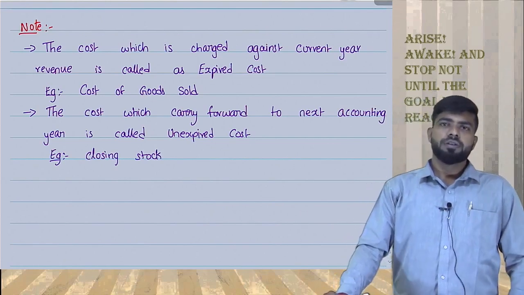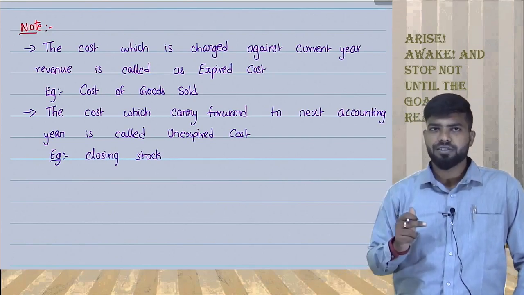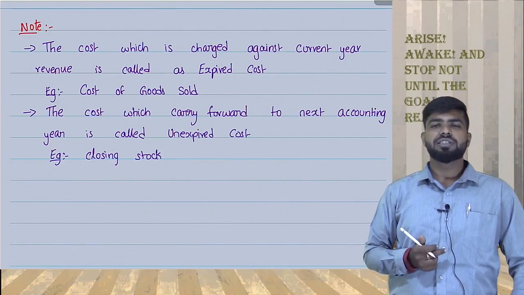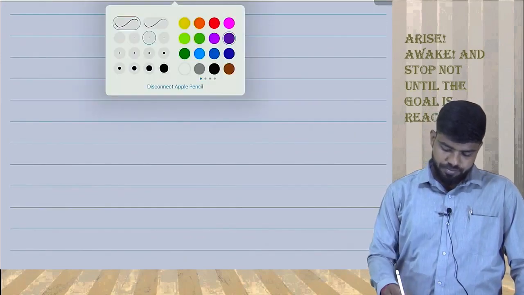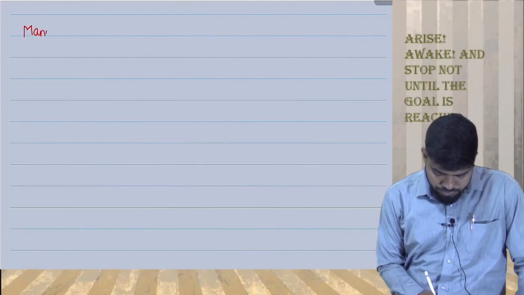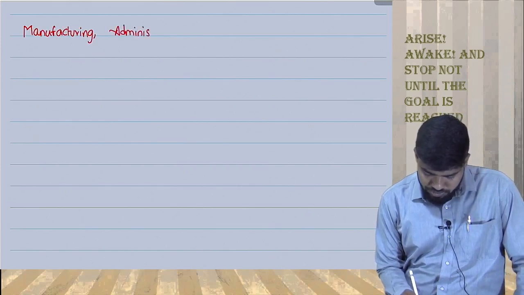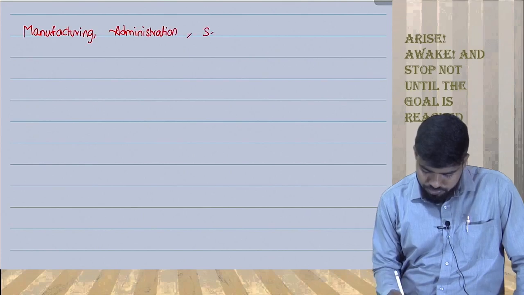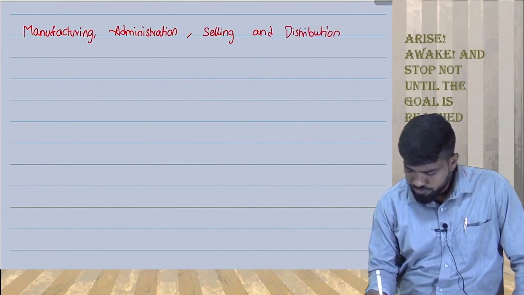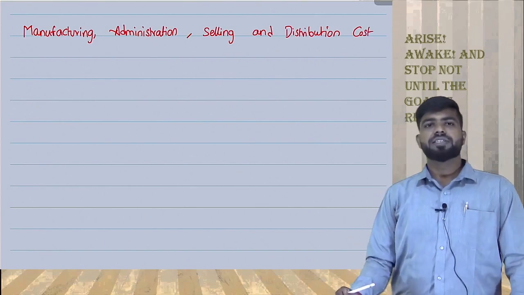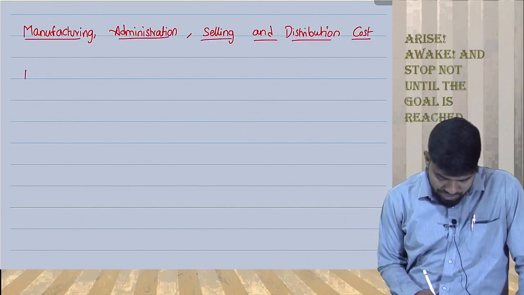Next. In our first slot, what is the next one? Manufacturing, administration, selling and distribution cost. Let us understand that. Give the heading: manufacturing, administration, selling and distribution cost. So first we start with the manufacturing cost.